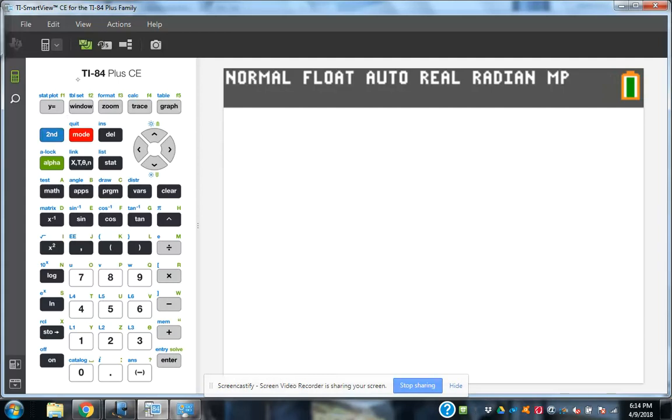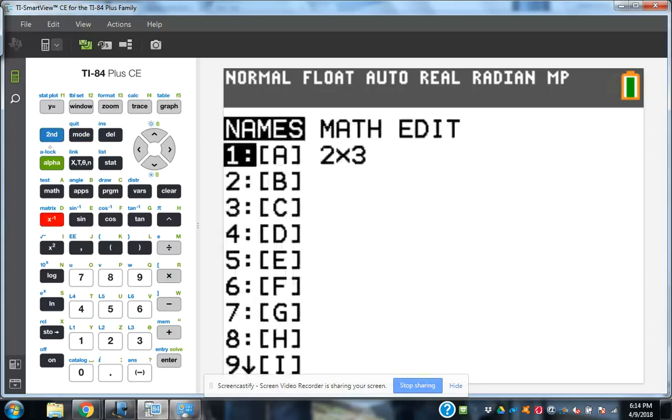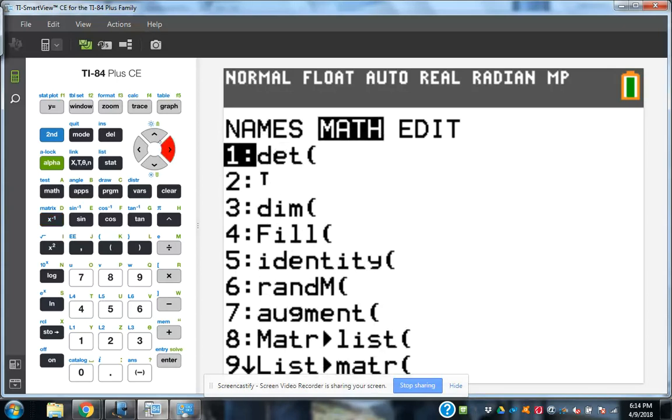Now we got to go back to the matrix menu and tell it to do something. So how do I get back to matrix? Second, inverse, the button below the math button. All right. Now, look at the names list. I've got a 2x3 there listed in A. So that tells me it stored the one that I put in. What I want to do is go to the math menu. So I'm going to press over to math.